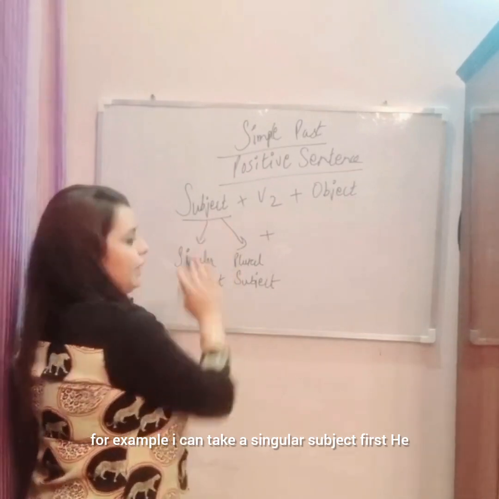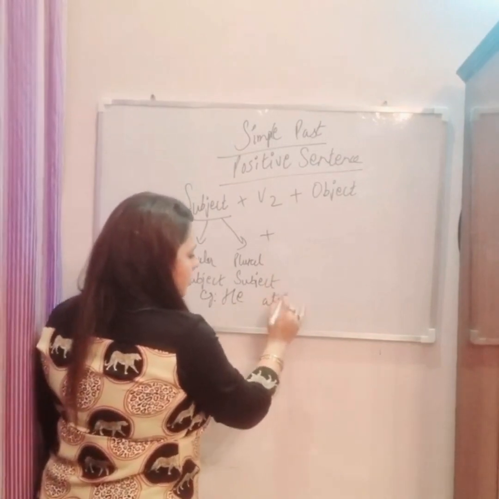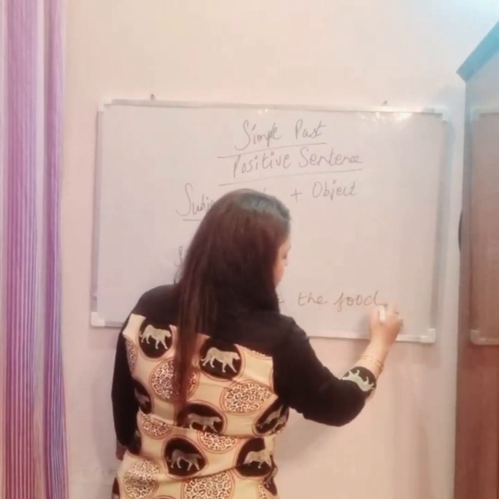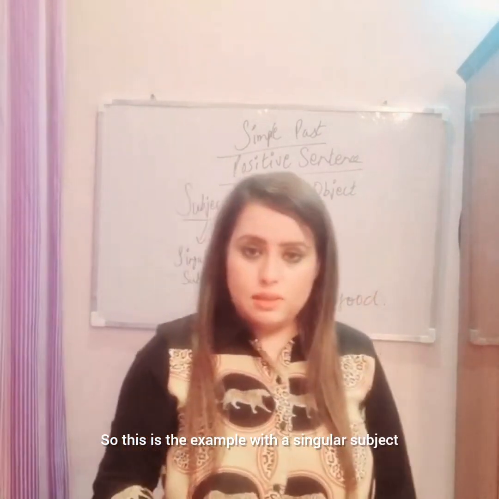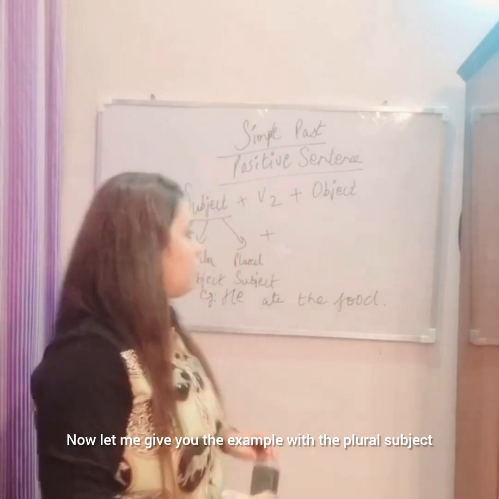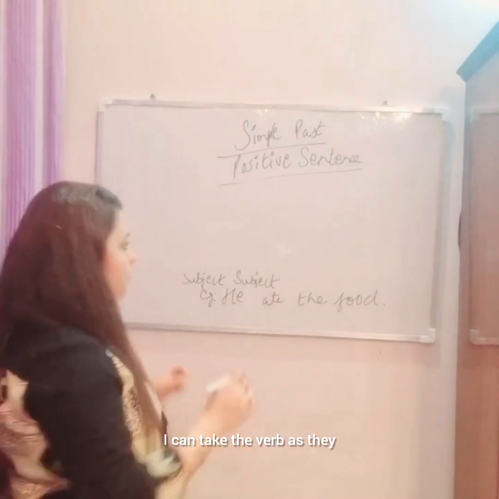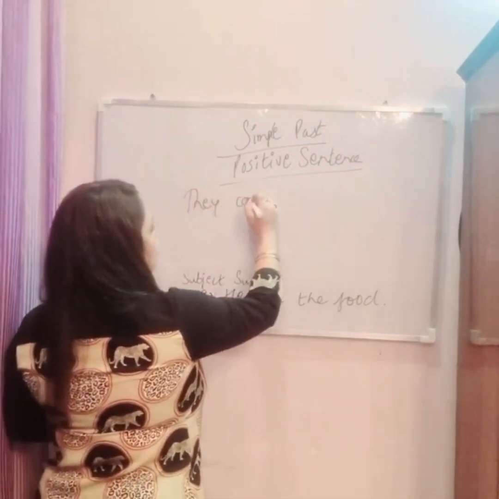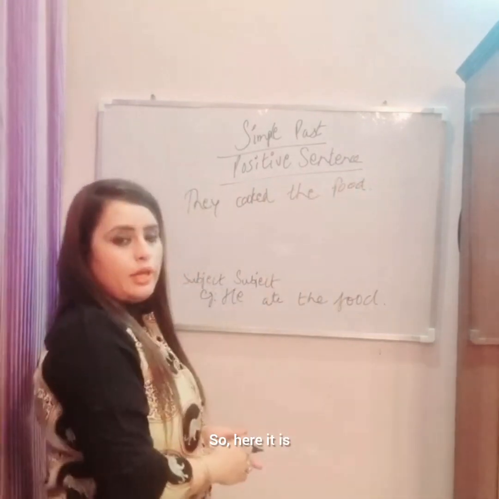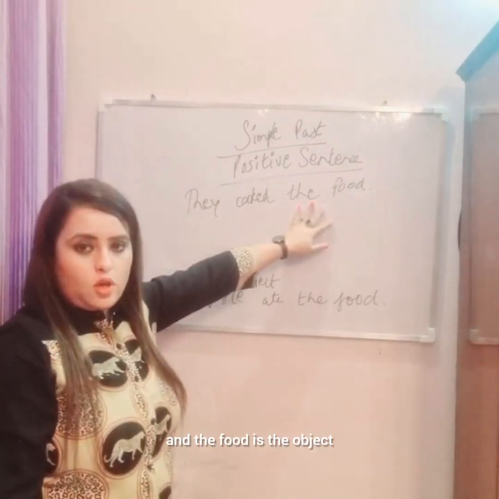For example, I can take a singular subject first. He, and then the verb second form is ate. Past of eat is ate. He ate the food. So this is the example with the singular subject. Now let me give you the example with the plural subject. Now with the plural subject, I can take the subject as they. They cooked the food. So here they is the plural subject, cooked is verb second form, and the food is the object.